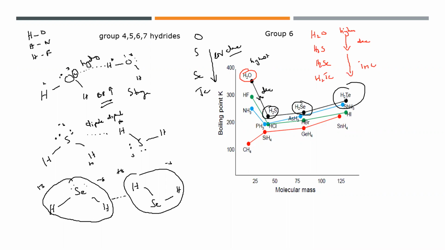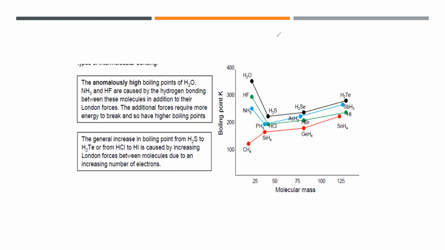So which one is a stronger force? Dipole induced dipole force. And why is it higher? Because this will have more electrons compared to Se. Is it clear, this part, the trend in the boiling points? You have to learn this graph, the table, and the trend as well. Is it clear?